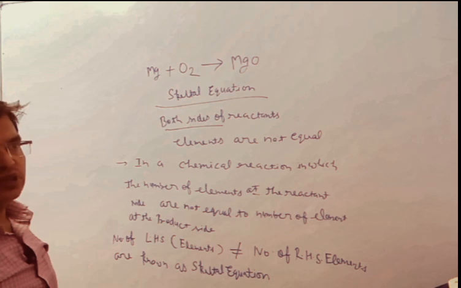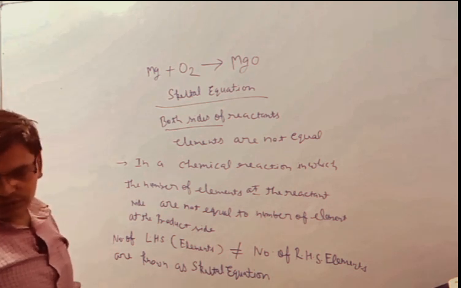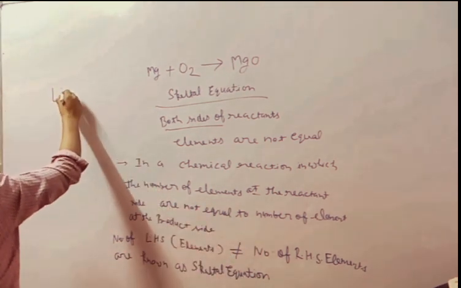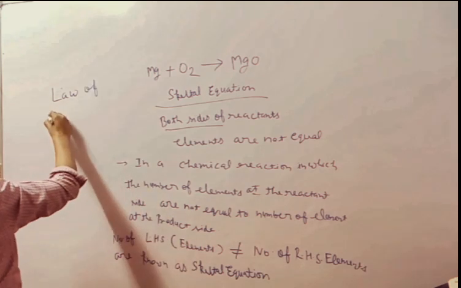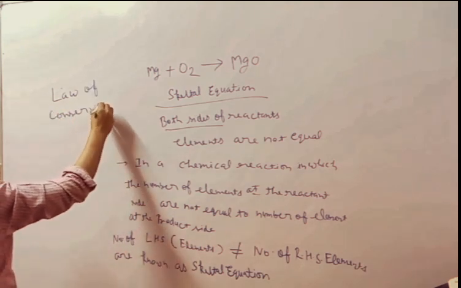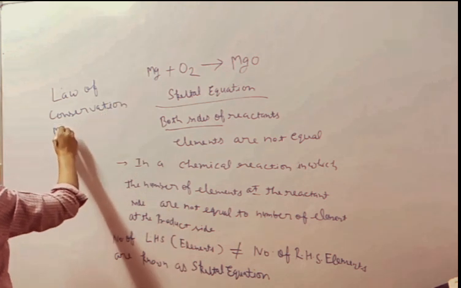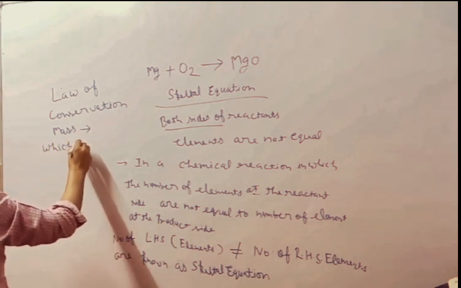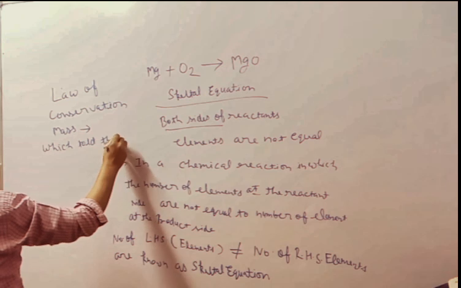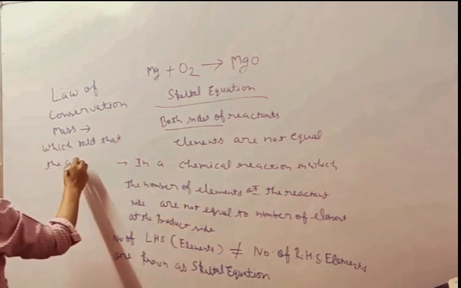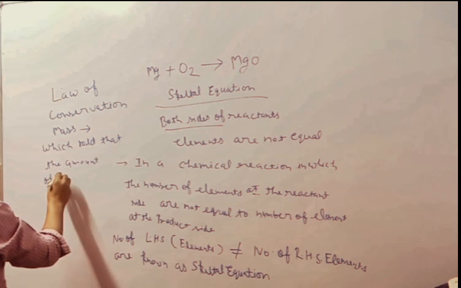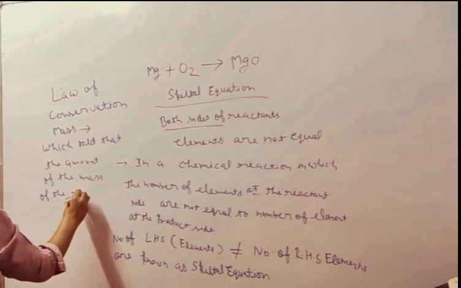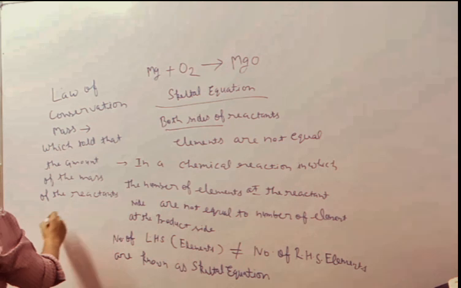Next is the balanced chemical equation. For balanced chemical equations, we have already studied in class 9th the law of conservation of mass, which tells that the mass of the reactants is equal to the mass of the products.